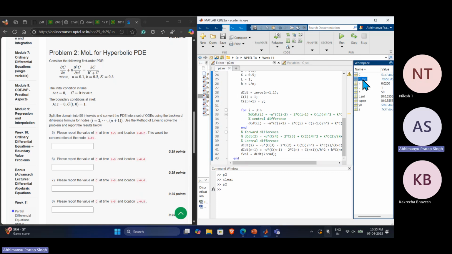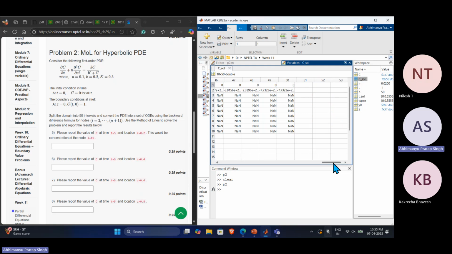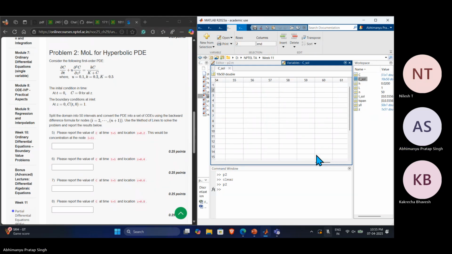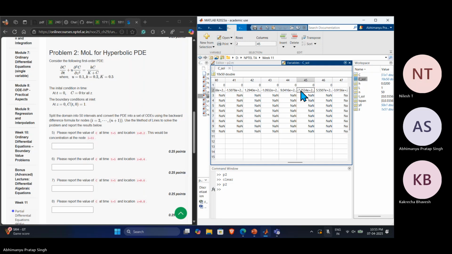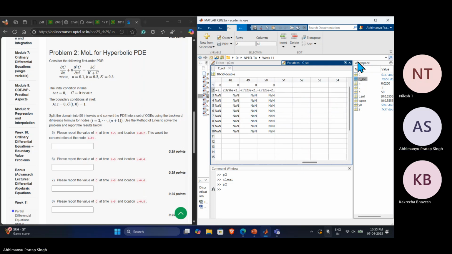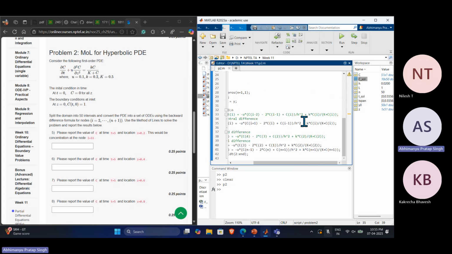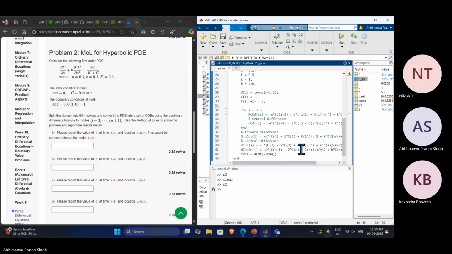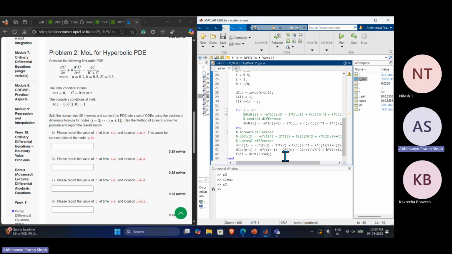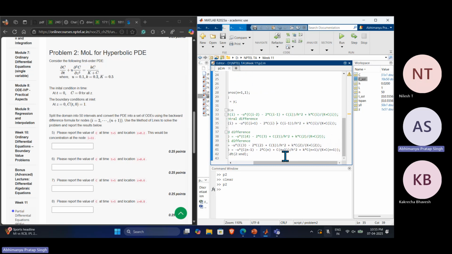It's exploding. Even if I use forward difference, even if I use central difference, it's exploding every time. These are all very high values. C i plus 1 minus 2 C i plus C i minus 1 over h square plus k C i. This is correct. C3 minus C2 plus C1, C2 plus k C2. This is correct.